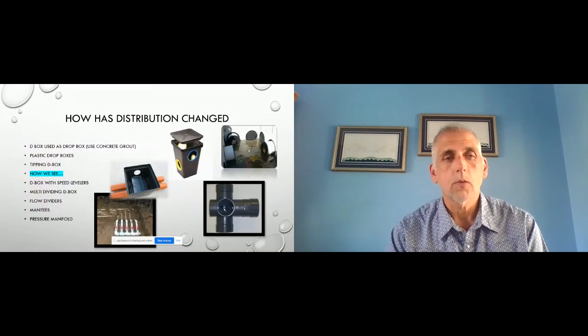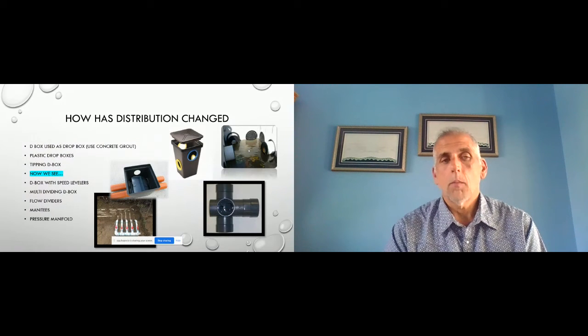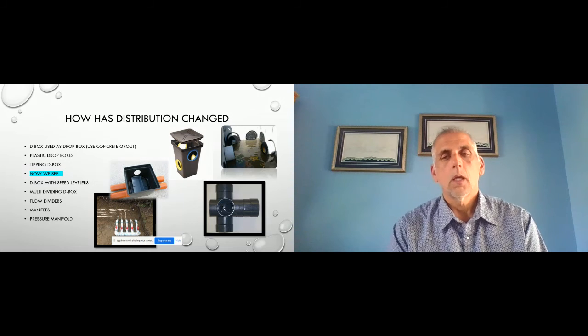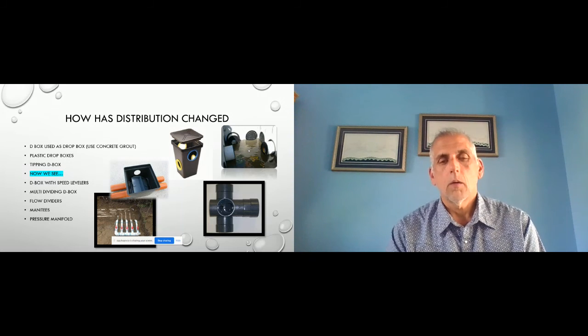Distribution has changed quite a bit also. We used to see D-boxes. They may be used as a drop box, but they're D-boxes, plastic D-boxes, or tipping D-boxes. Now we see D-boxes that have speed levelers in them, which is very common. We use multi-dividing D-boxes and flow dividers. We're also seeing manatees, which is a pressure manifold built out of plumbing T's, or we see pressure manifolds. So we see a lot of pressure manifolds and manatees on sites that are pumped.